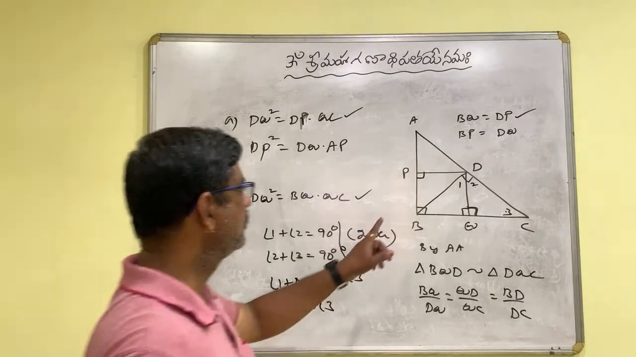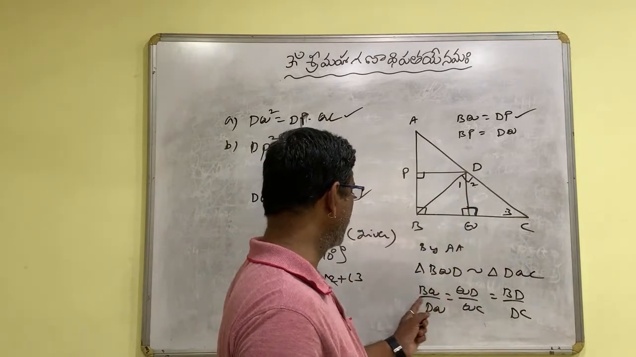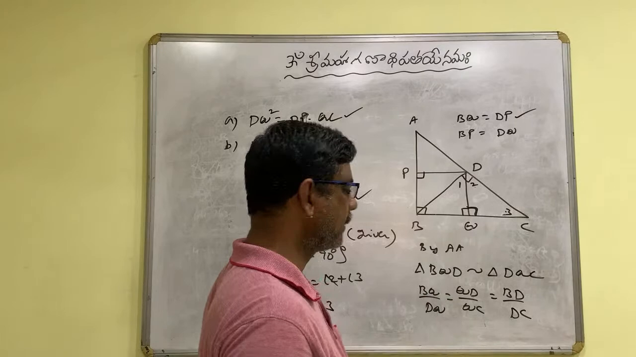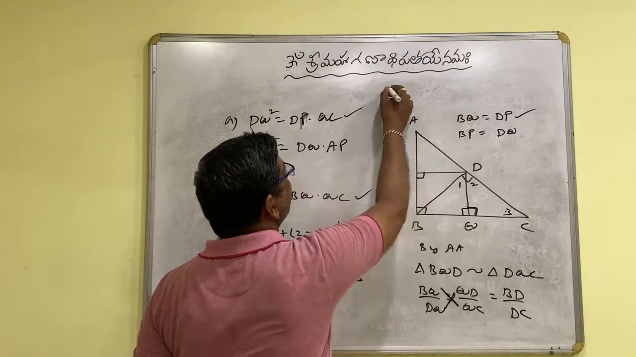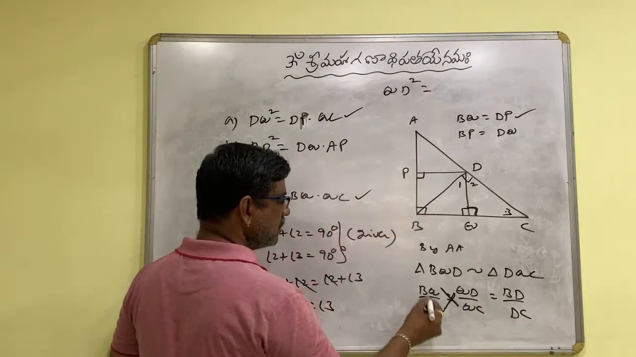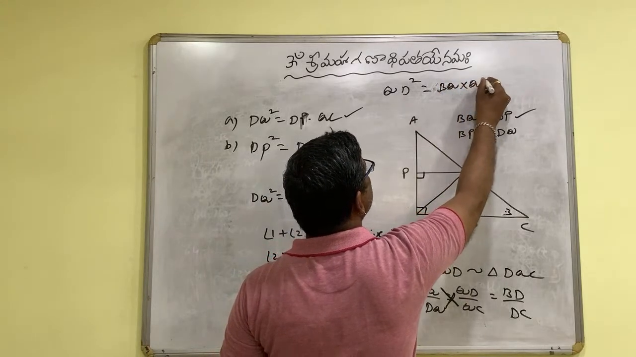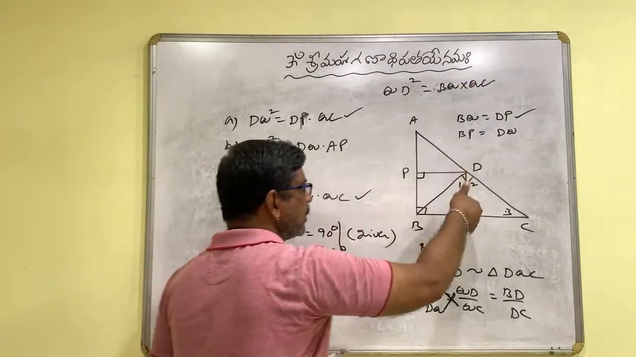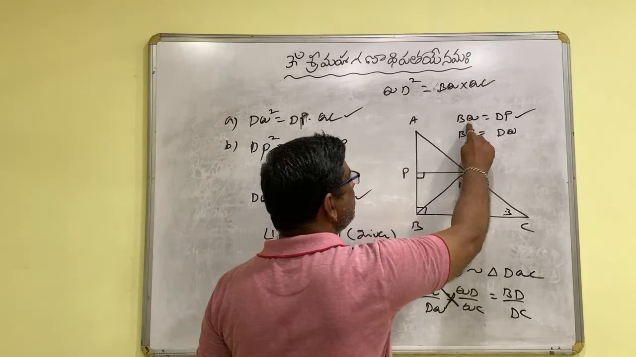Correct, BQD and DQC. BQ by DQ is equal to QD by QC. Now do cross multiplication here: QD into QD, that is QD square, is equal to BQ into QC. So DQ square is equal to BQ into QC. Replace BQ with DP, so what happens? QD square is equal to DP into QC. That's all. Understand?